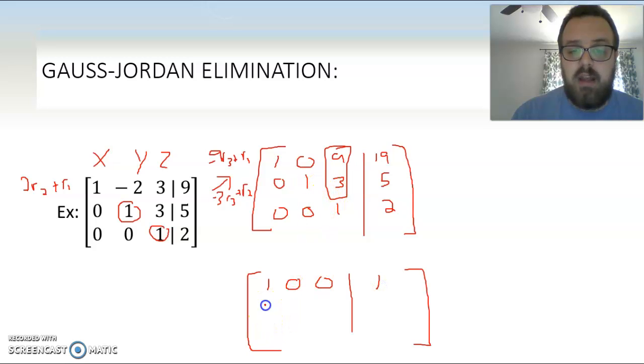In my next row, I'm going to have 0. I'm going to have 1. Negative 3 plus 3 will be 0, which is what I want. Negative 6 and 5 will be negative 1. And then the bottom row, I have 0, 0, 1, 2.